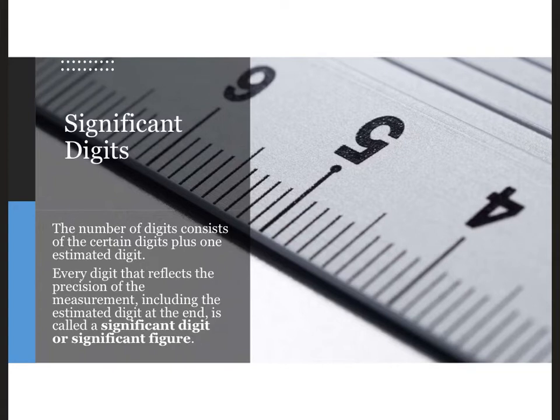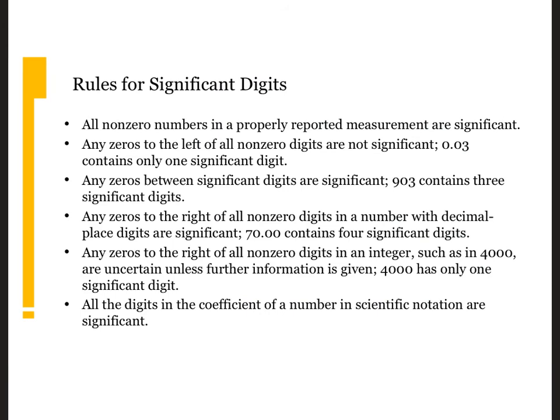In order to preserve the appropriate amount of precision in our measurements as we manipulate them mathematically, there are several rules to follow. All non-zero numbers in a properly reported measurement are significant. Any zeros to the left of all non-zero digits are not significant. 0.03 contains only one significant digit. Any zeros between significant digits are significant. 903 contains 3 significant digits. Any zeros to the right of all non-zero digits in a number with decimal place digits are significant.